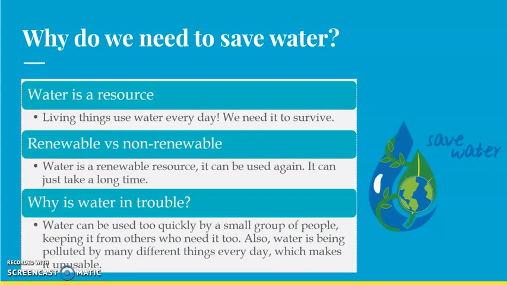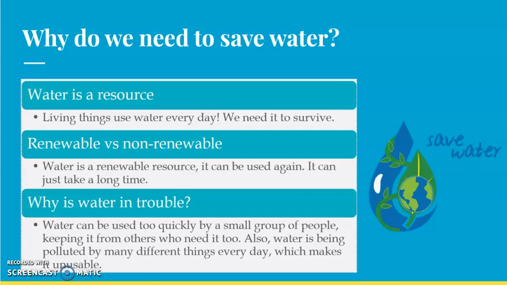Why do we need to save water? So if we have so much water on Earth, why do we need to save it? Water is a resource. Living things use water every day. We need it to survive. There are two types of resources, renewable and non-renewable. Water is a renewable resource. It can be used again. It just takes a long time.